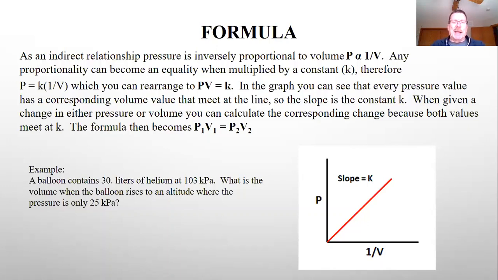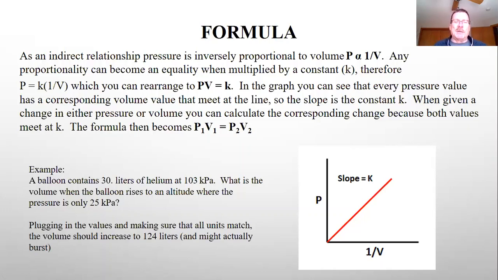Say you have a balloon that has 30 liters of helium at 103 kilopascals. So here's your V1, 30 liters, your P1, 103 kilopascals. What's the new volume going to change to as that helium rises to an altitude where the pressure is only 25 kilopascals? So your 30 goes in V1, your 103 goes in P1, your 25 goes in P2, and you're solving for V2. If you plug it all into that formula, you should find out that it's going to expand to 124 liters.